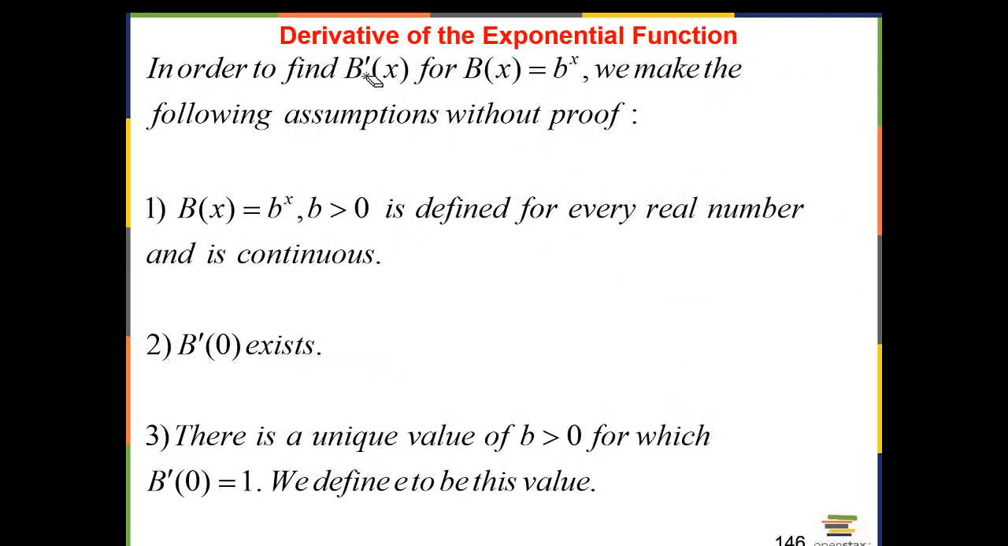So in order to find the derivative of b^x, we make the following more assumptions. First of all, we assume that this function is defined for every real number and is continuous. Now, when we say it's defined for every real number, we mean the x, not the b. b is positive, right? And so b prime at 0 exists. We assume that at 0, this has a derivative. The rate at 0 exists. Again, we assume that. There is a unique value of b, a number that we can substitute for b here such that when we take the prime of that and then evaluate it at 0, we get 1.